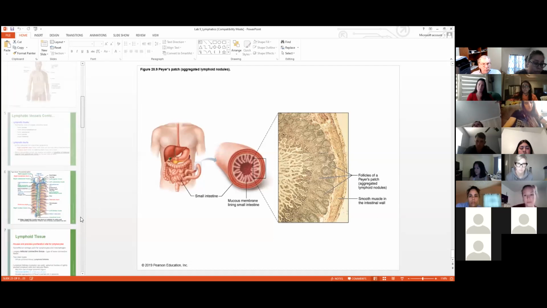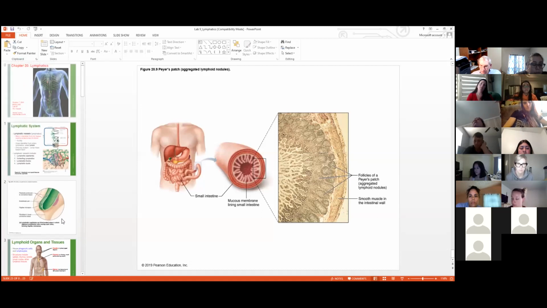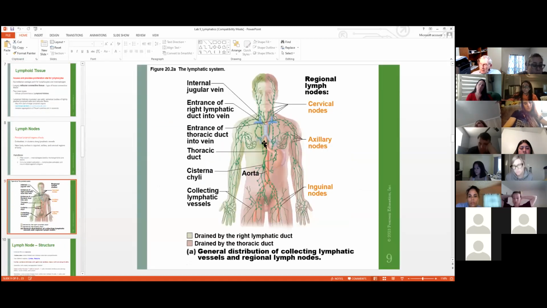All right, is that showing up? Yeah, it is. Drainage areas were here. So this area in green goes into the right side. So right lymphatic duct into right subclavian. This is the side that goes into the left subclavian by way of the thoracic duct.